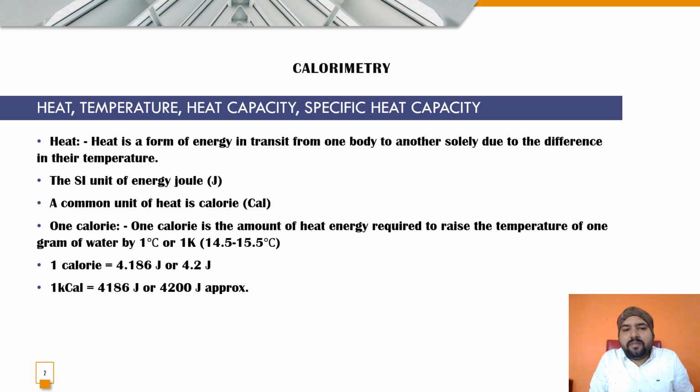What is 1 calorie? 1 calorie is the amount of heat energy required to raise the temperature of 1 gram of water by 1 degree Celsius or 1 Kelvin, preferably from 14.5 degrees Celsius to 15.5 degrees Celsius. And numerically, 1 calorie is equal to 4.186 joule, or better say 4.2 joule, and 1 kilocalorie is equal to 4186 joule, approximately also written as 4200 joule.